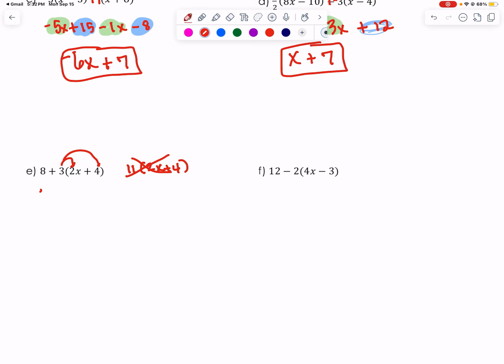So bring down the 8, then multiply 3 times 2x, which would give you 6x, and 3 times 4, which would give you 12. Now combine like terms. There's nothing to combine the 6x with. And then if I combine 8 plus 12, I will get +20.